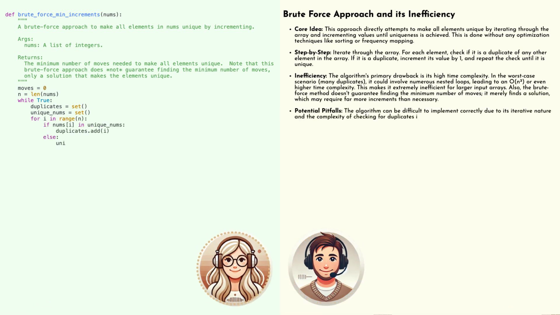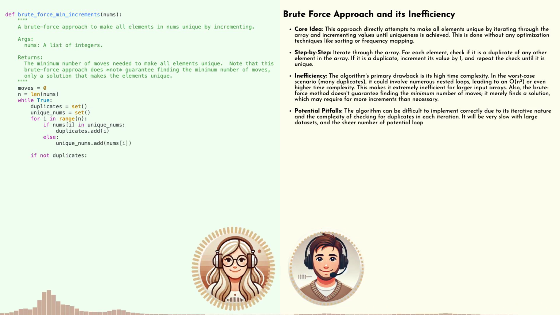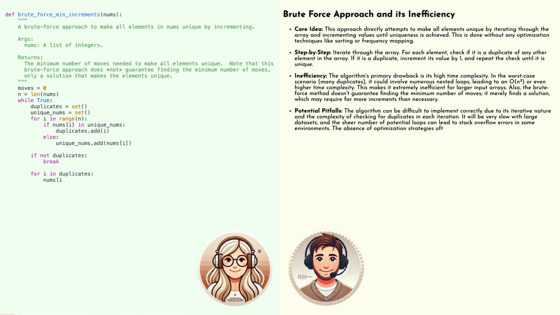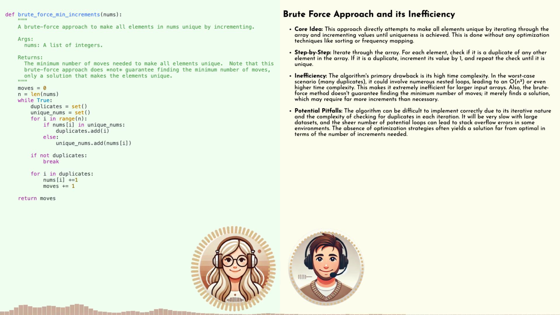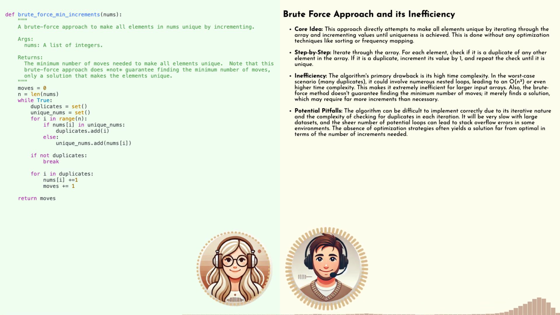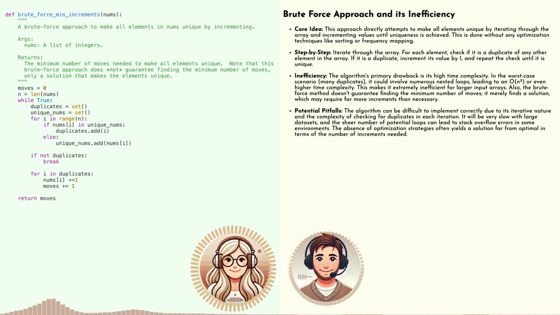Okay, so far so good. And if we find a duplicate? Well, if it's a duplicate, you increment it. And here's the inefficient part. You have to recheck the entire array again, to make sure that the new number you just created is actually unique. I see. So it's like a never-ending loop of checking and incrementing until every single number in the array is unique.